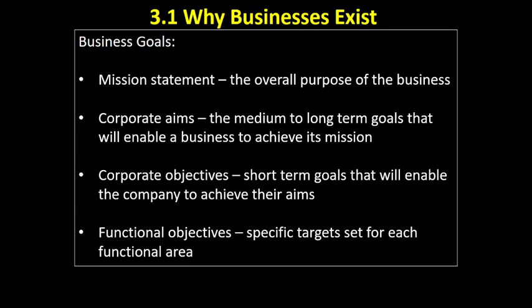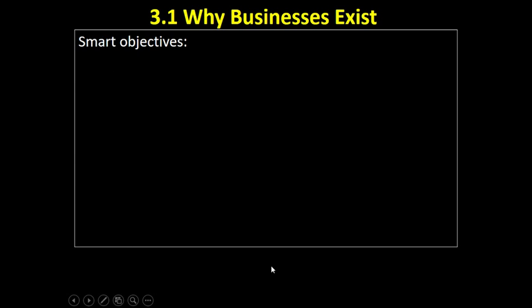So we need to break down our corporate aim even further to explain exactly what we're trying to achieve. We do that by setting our corporate objectives, which are short-term, very specific goals that will enable the company to achieve its aim. And from there we can go even further. We can set ourselves some functional objectives for the marketing, the people, the operations department, so that they have very specific goals that enable the company to achieve its corporate objectives, which help it to achieve its aim and enable the business to achieve its mission statement. So we are moving from big picture, long term, right down to very short-term, specific targets. We'll have a look at a couple of examples.